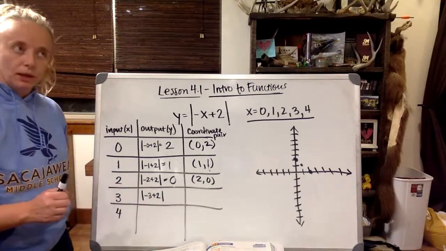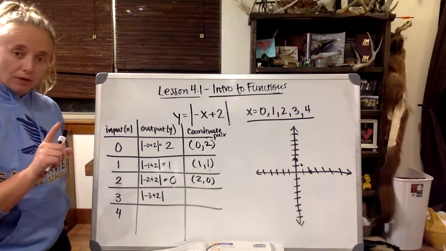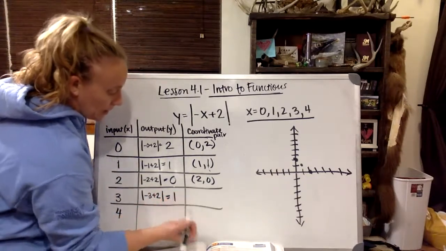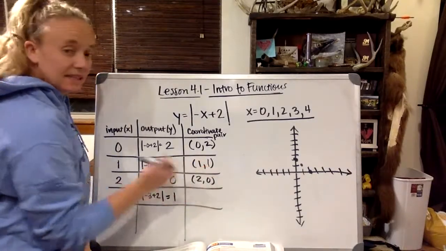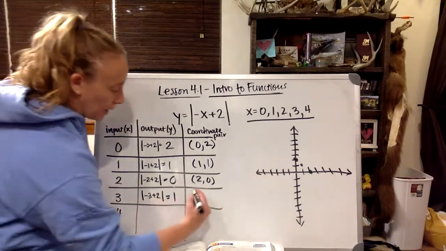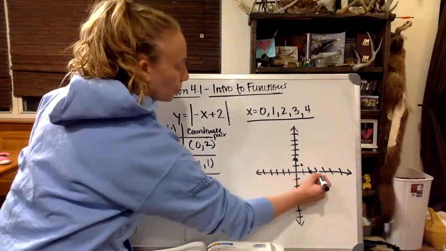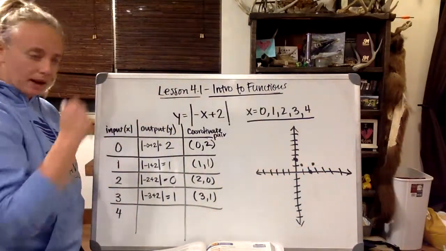-3 plus 2 is -1. -1 is how far away from 0? It is 1 unit, a positive 1 unit. Absolute value turns every one of those negatives into positives because distance is always talked about in a positive way. So (3, 1) is my next point. Ooh, interesting. I'm starting to go back up a little bit.